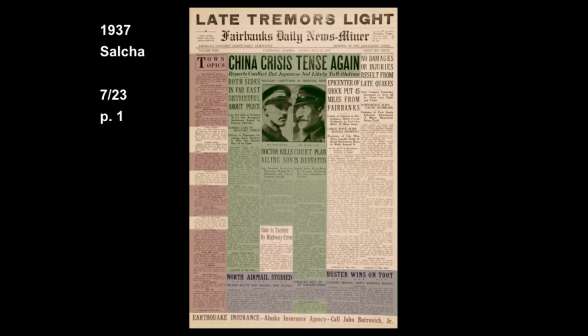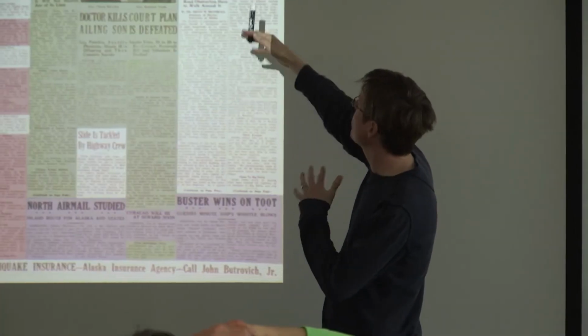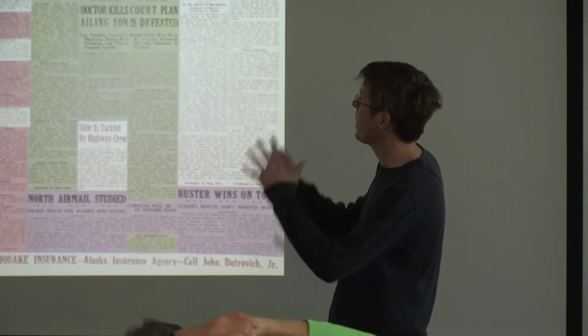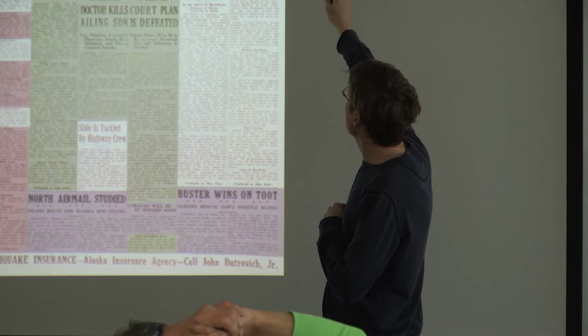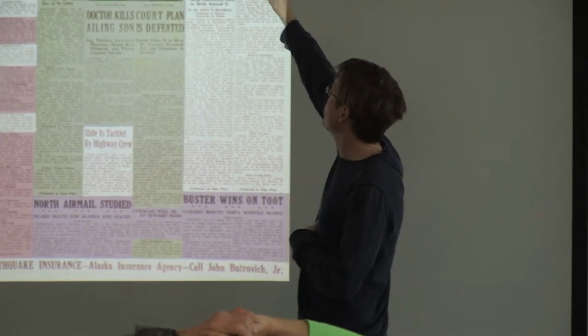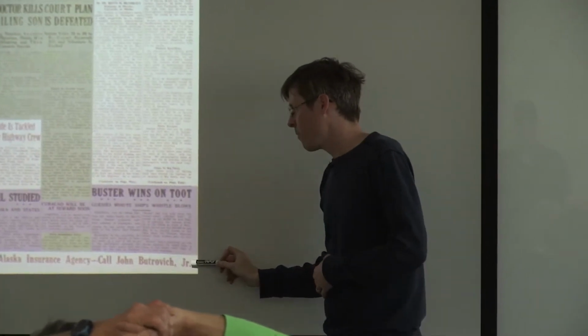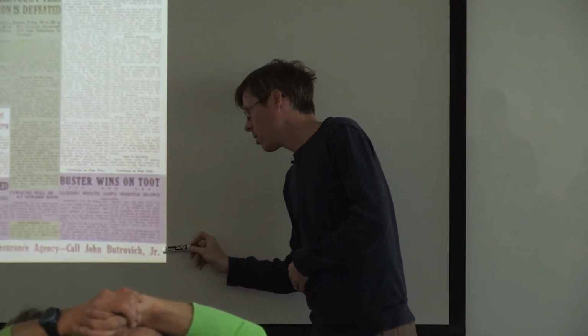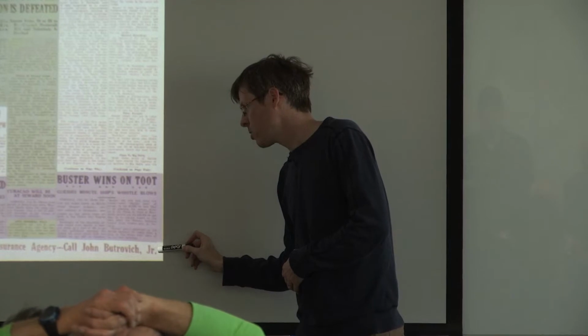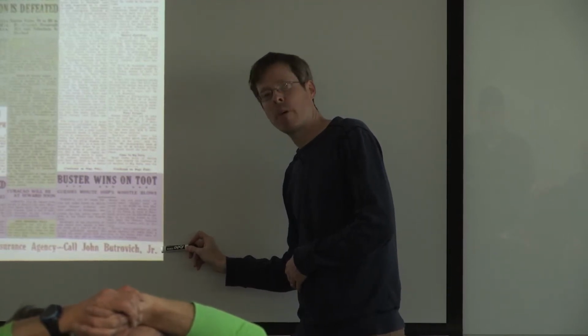So here, late tremors light. The national news, China crisis tense again. So again, 1937, no damages or injuries. Epicenter puts a shock 45 miles from Fairbanks. Here's a good one I didn't fail to point out. Earthquake insurance, Alaska Insurance Agency, call John Butrovich Jr.